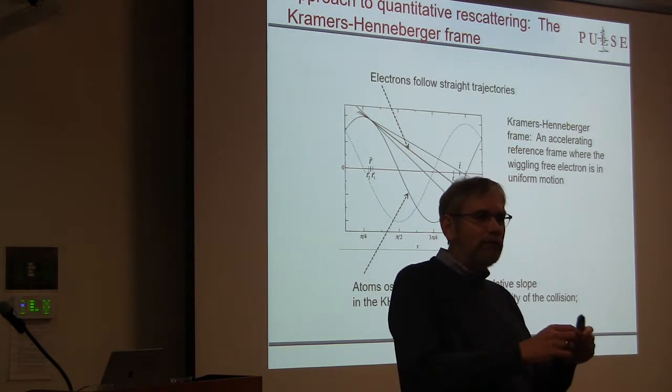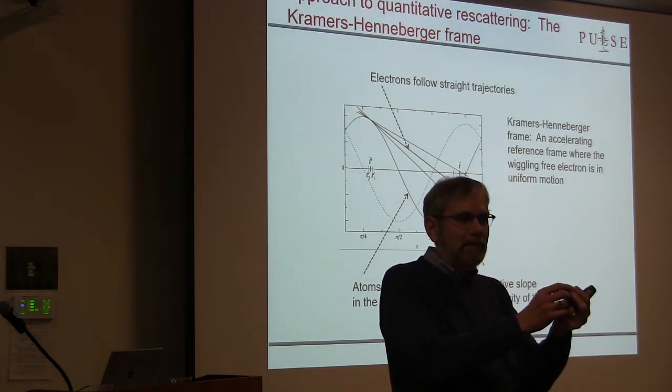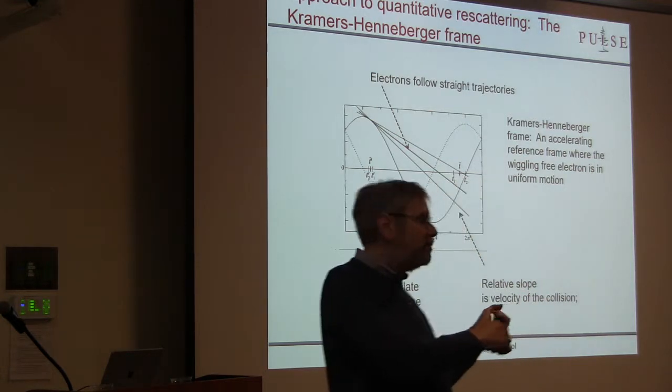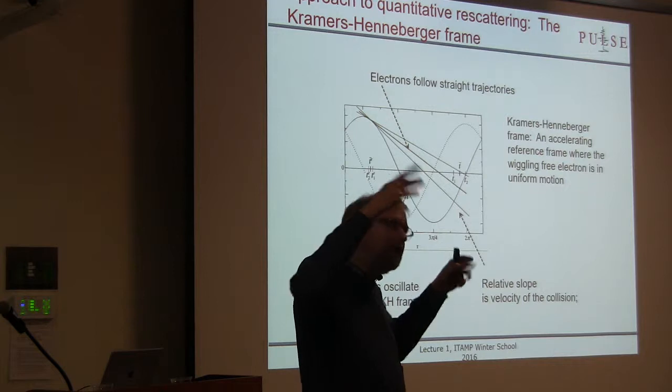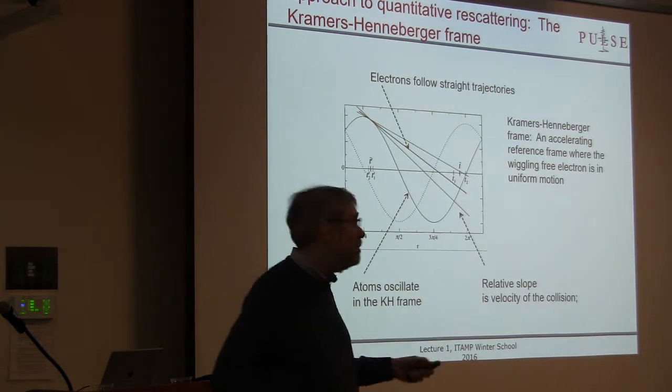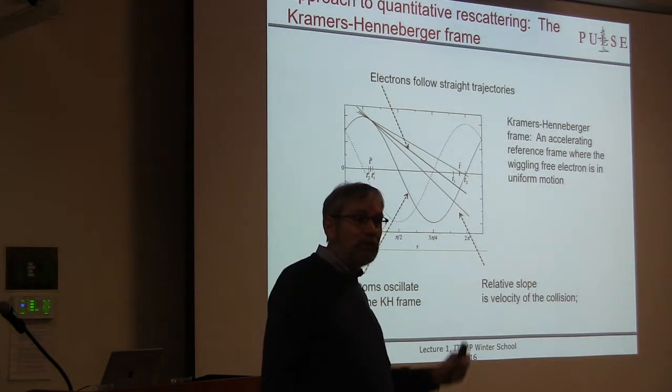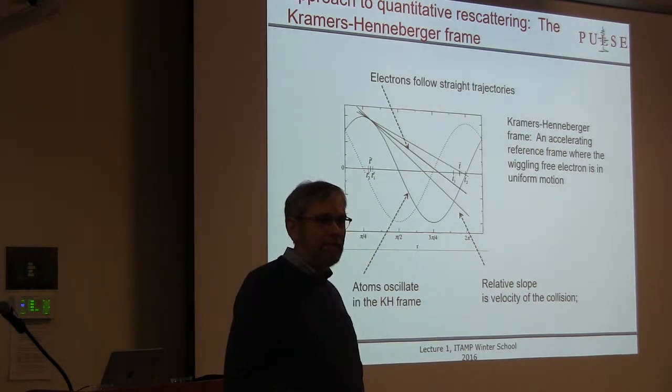You know, in the inertial frame, the ion's not moving at all. And all that velocity belongs to the electron. In this Kramers-Henneberger frame, they're both moving in our coordinate system, and they have different slopes. And it's the difference between those slopes that's that velocity. Okay?